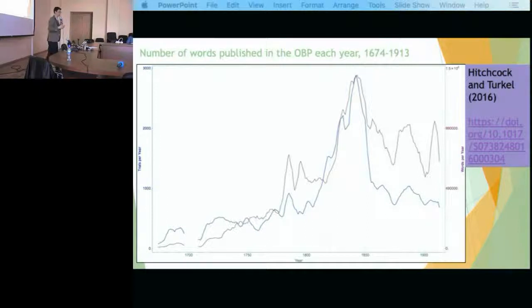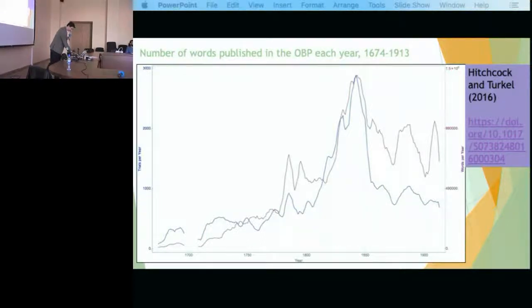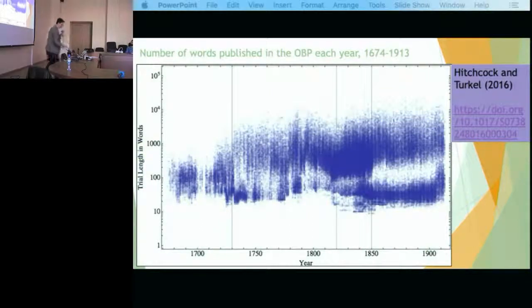So that was one thing that they did, was just look at the number of words published in each trial account over time. Another thing that they did is to look at how the lengths of the trial accounts varied from trial to trial. So were some trials covered in more detail than others? And the answer is yes, by a significant degree. So again, we've got the year of the trial at the bottom, and then we have the trial length in words, so how many words that particular trial was reported in. And each dot is effectively a single trial account.